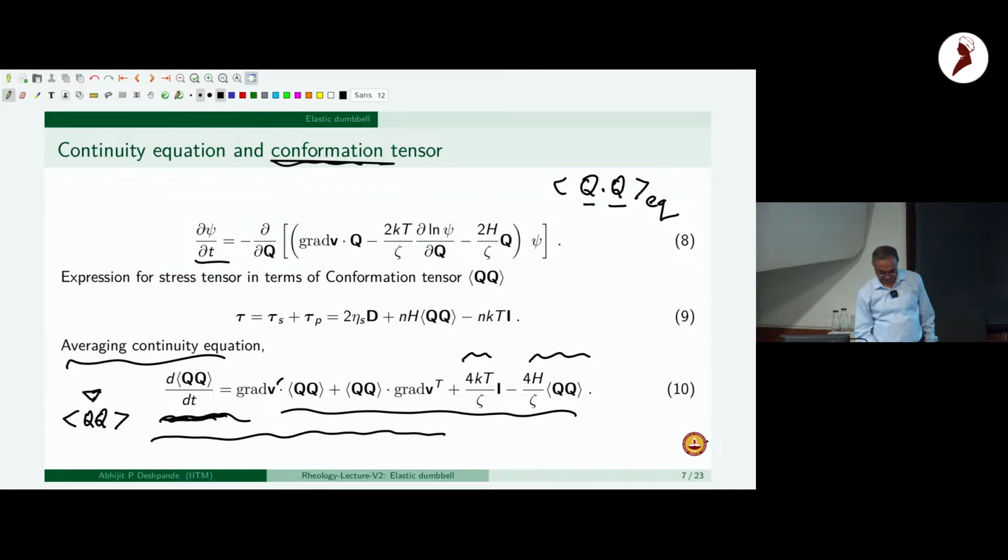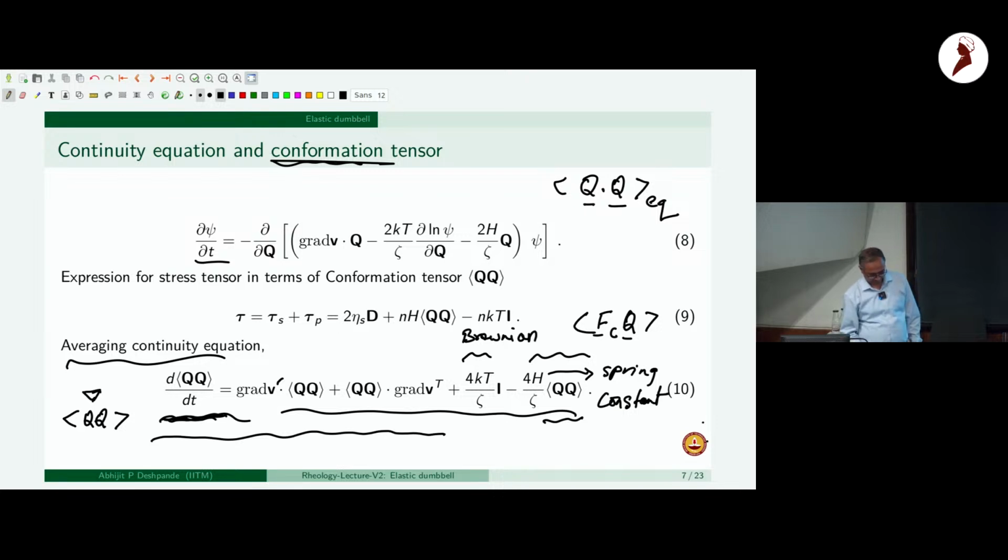force, because this QQ comes from a term which is multiplying the connector force and the connector vector together. And so therefore you get this term, and therefore this spring constant H is involved here as to how rigid the spring is. And then this is the Brownian force. And of course, there is a weighting factor of the bead friction also there.